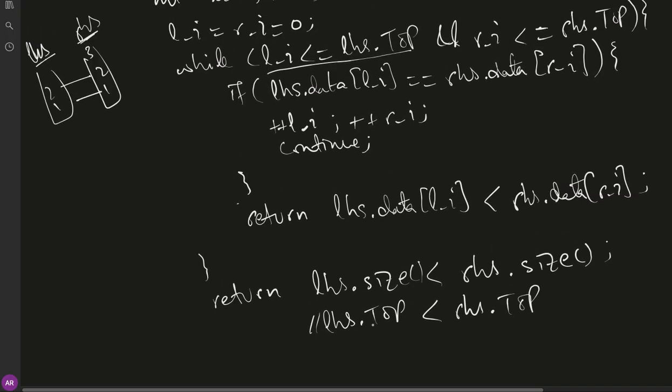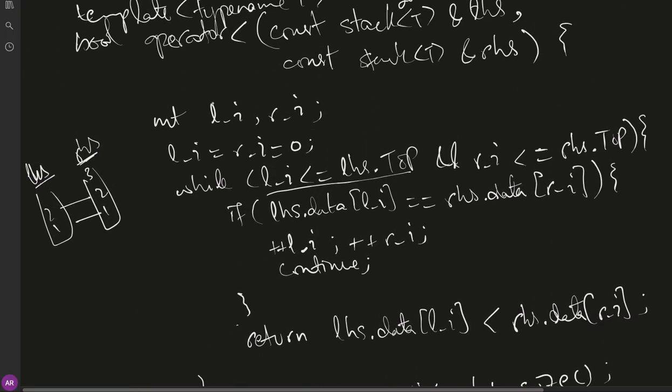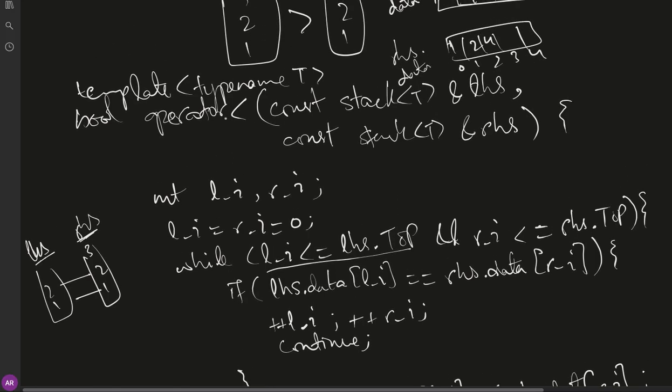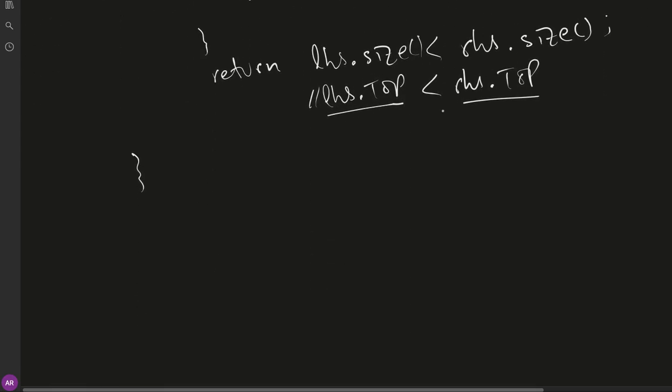Now if left hand side has fewer values than right hand side, then we return true, right? But if right hand side has fewer values, then we return false. So this is how we would implement the operator less than function lexicographically for array based implementation of stack.